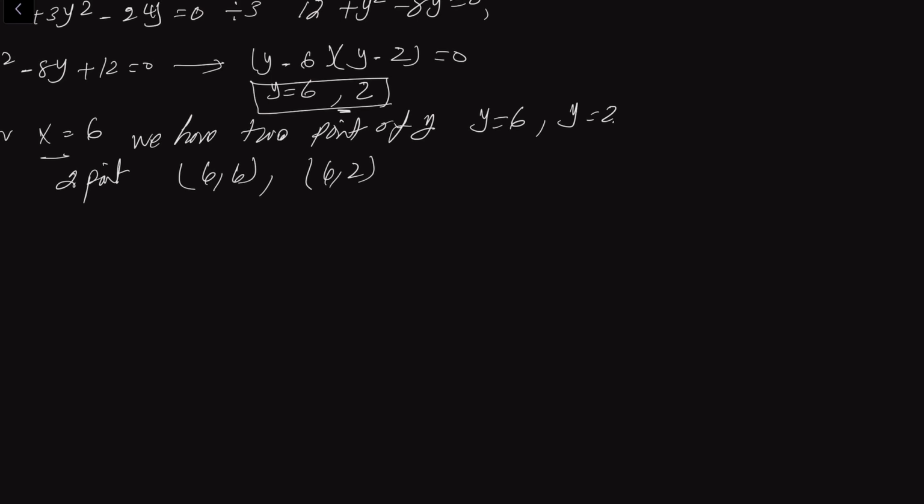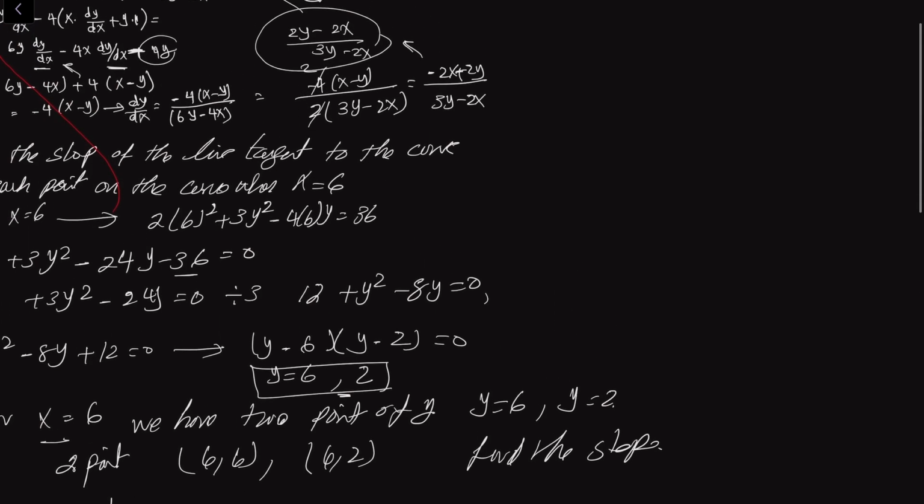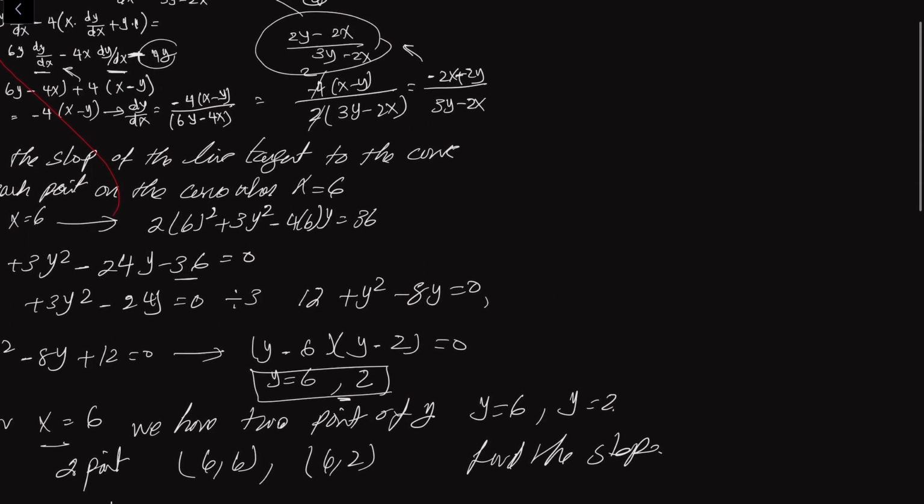All right, so let's try to get the slope now. So now find the slope. We say dy over dx for (6, 2). So it will be equal to, we have the equation already, the slope dy/dx, that we just proved.